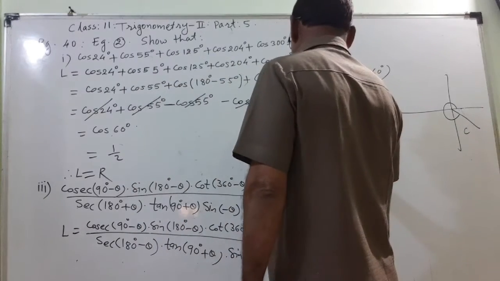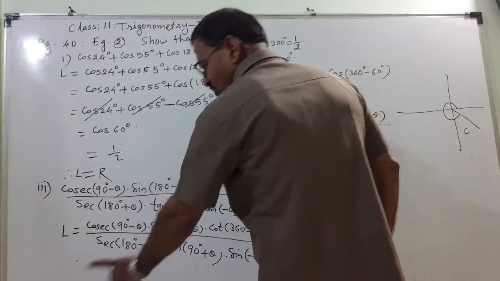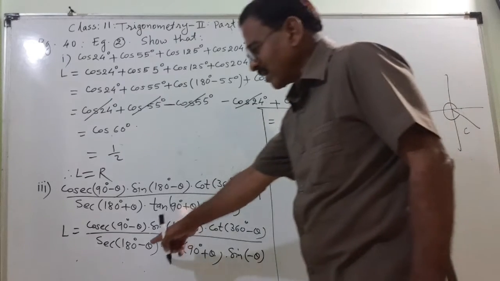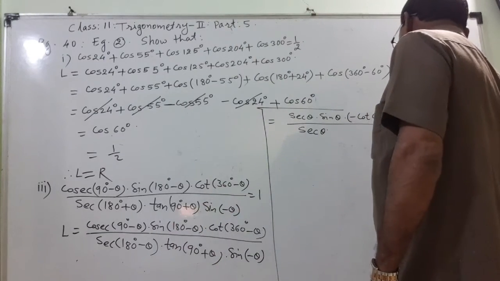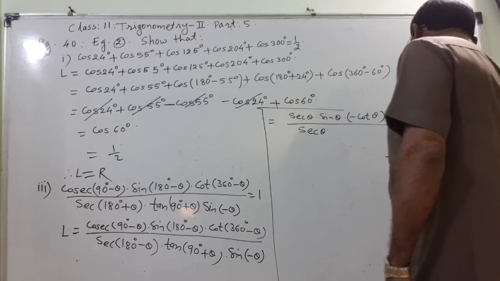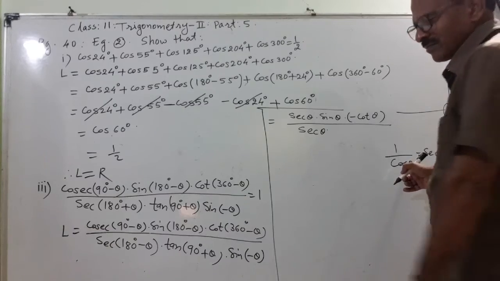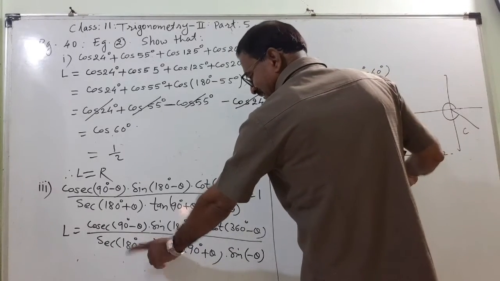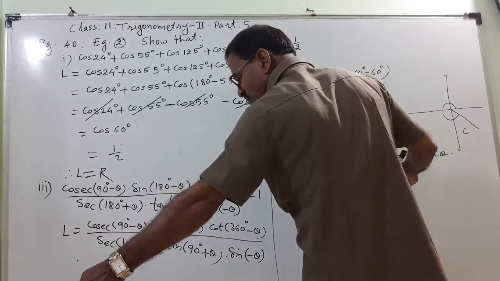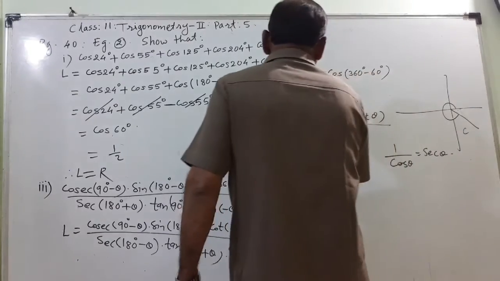Sec of theta. Sec means 1 upon cos. Remember this. In which quadrant? Second quadrant. 1 upon cos means sec theta. In the second quadrant, cos is negative. 180 minus something is the second quadrant, and I am searching sec. Sec means cos. Second quadrant, it will be negative.